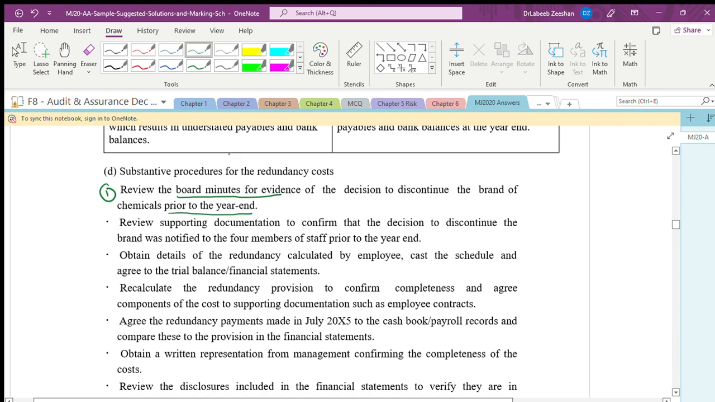Sequence by sequence. Here, people find it difficult. Why do we find it difficult? We have to follow the sequence. First, you have to review the board meeting. Second, you have to review the supporting documents. Third, you have to get the details. Fourth, you have to do the recalculation. Fifth, you have to agree. Last, we have to obtain a written representation.